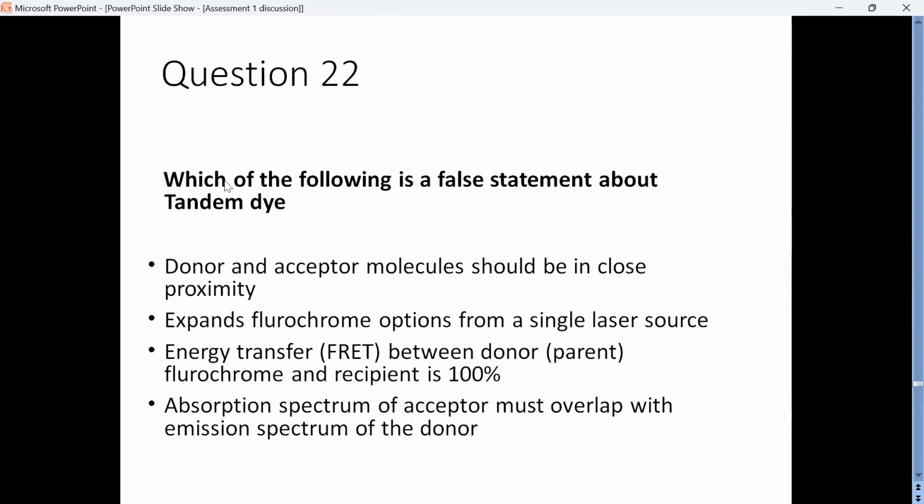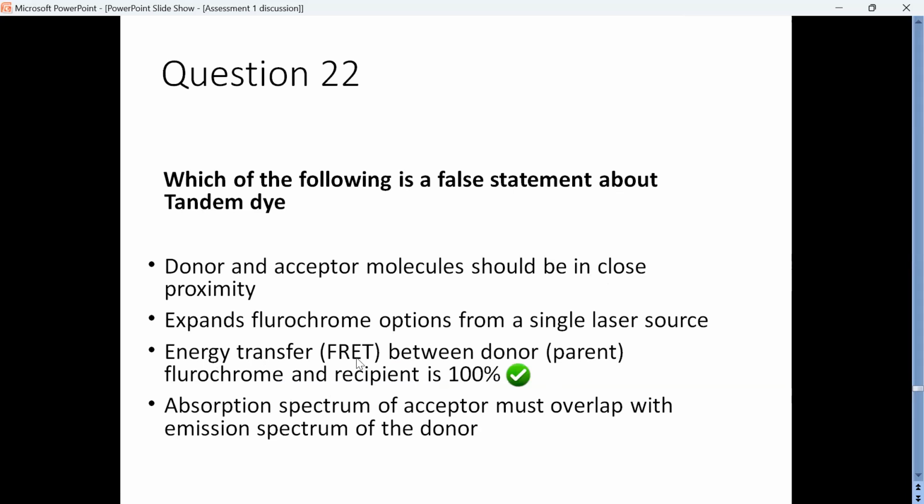Okay, now coming to this question, which of the following is a false statement about tandem dye? Donor and acceptor molecule should be in close proximity. Yes, they should be in close proximity. Expands fluorochrome options from a single laser source. Yes, it expands the fluorochrome options. Energy transfer between donor and recipient is 100%. No, it's not always 100%. Some amount of energy may not be transferred to the recipient. So this is a false statement. Absorption spectrum of the acceptor must overlap with emission spectrum of the donor. Yes, true, it should be. So the answer here is the false statement.